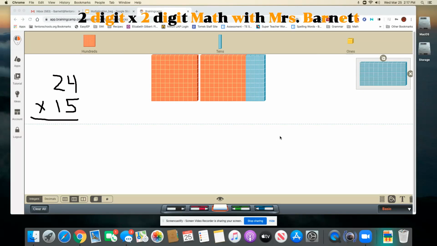Okay, welcome to a quick lesson on multiplying two-digit numbers using base 10 blocks.